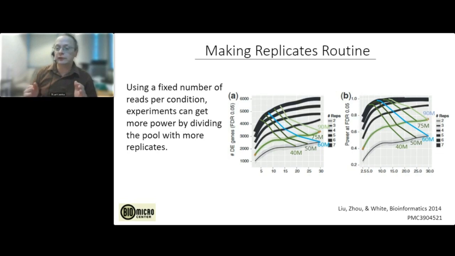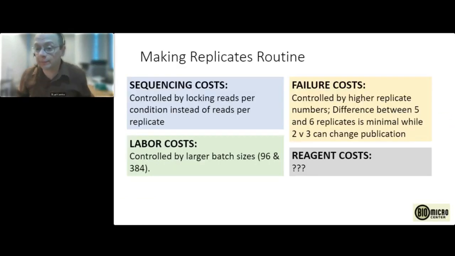And so effectively, we now have 2 independent axes on which to increase our power. One, you can always do more sequencing, and you'll get more power that way. But also, just by increasing the replicate count, we can increase our power. And so how does that apply? How do we then use this to make replicates routine? Well, the first, we can control those sequencing costs. Because we are locking the number of reads per condition, more replicates does not mean more money to Illumina or any of the other short read sequencing companies.